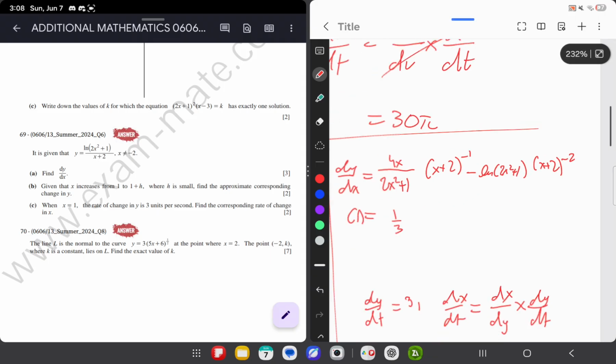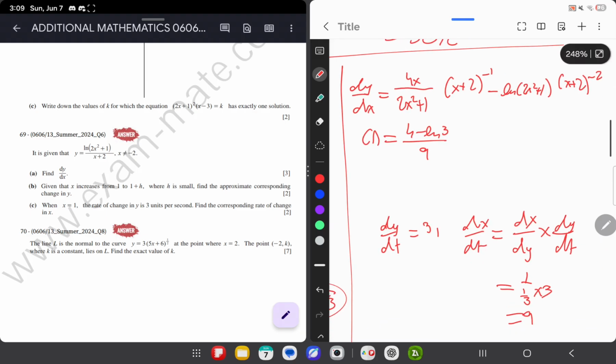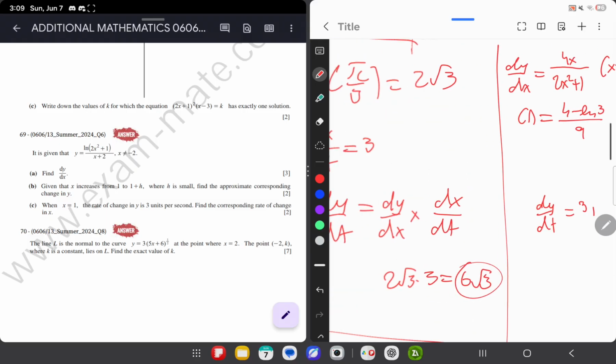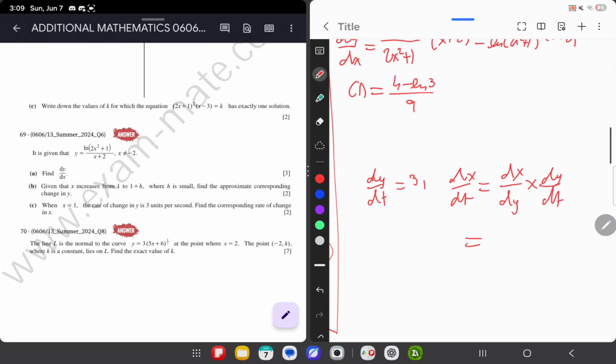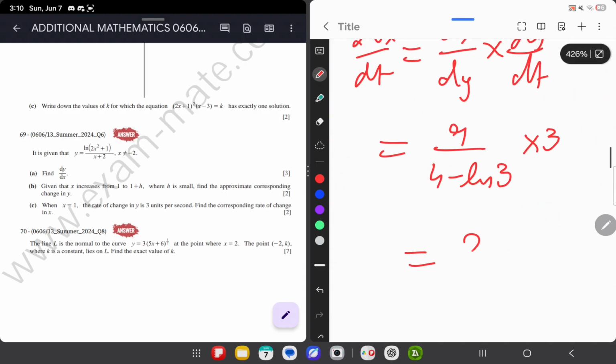Okay, I'm very sorry for this. I accidentally skipped one of these terms. Now I'm recalculating it. So dy/dt is equal to 3 dx over dt. So you know dy/dx. So this is what? This is 9 over 4 minus natural log of 3, times 3. So you get 27 over 4 minus natural log of 3.